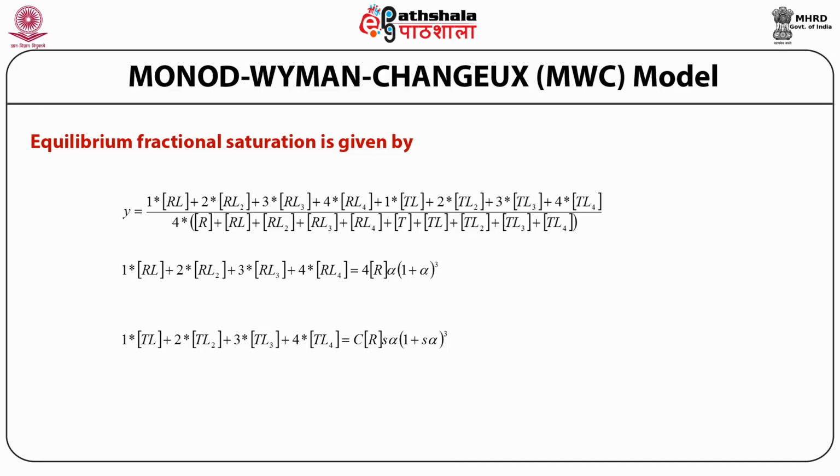When we calculate the first part, 1 into RL plus 2 into RL2 plus 3 into RL3 plus 4 into RL4, by the equations which we derived for RL, RL2, RL3 and RL4, we simply get 4R alpha (1 plus alpha)^3. Similarly, we can calculate 1 into TL plus 2 into TL2 plus 3 into TL3 plus 4 into TL4, which is simply equal to 4CR S alpha (1 plus S alpha)^3.